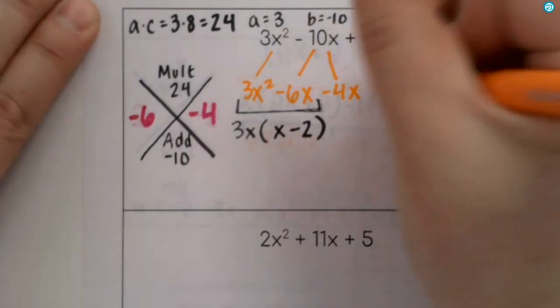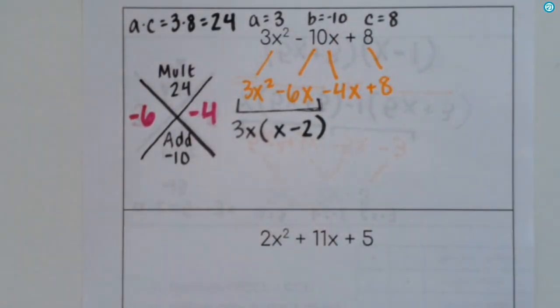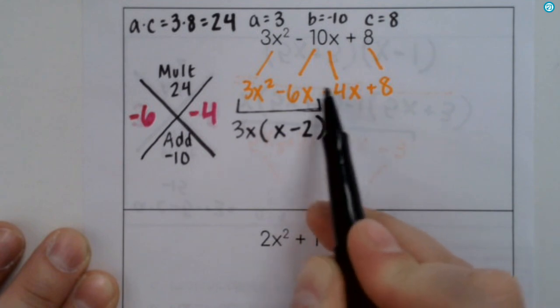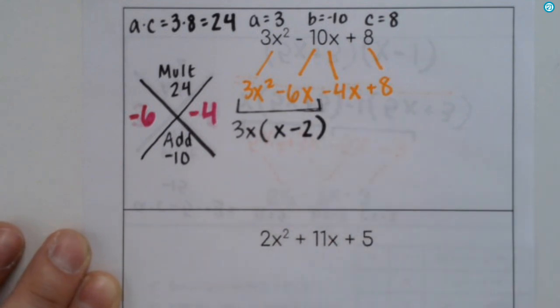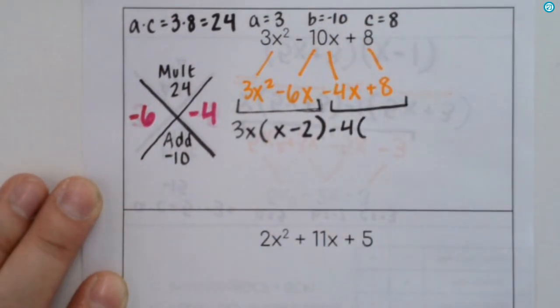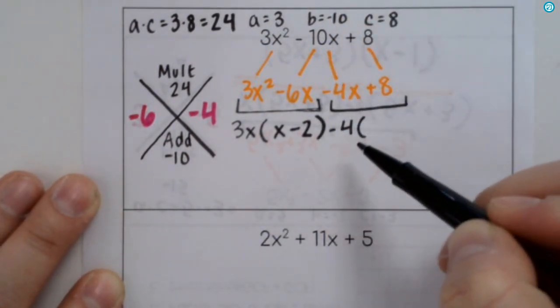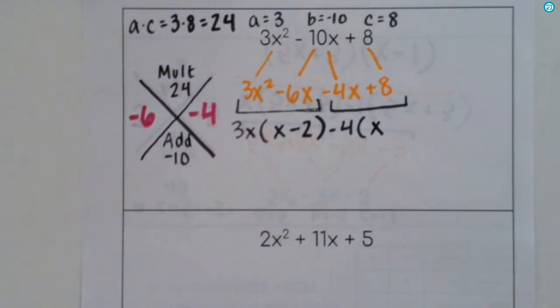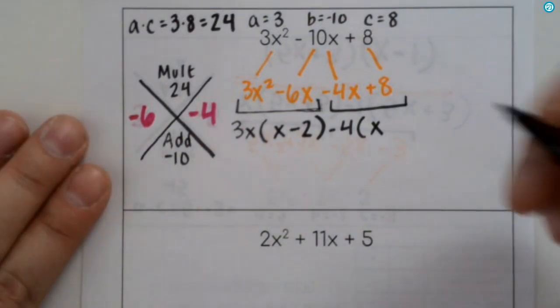Oh, I forgot a plus sign right here. From negative 4x and 8, what can I divide 4 and 8 both by? 4. And anytime my third GCF, this middle sign right here, is negative, I want to divide out a negative. So I'm going to divide negative 4 from these last two. So negative 4x divided by negative 4 leaves behind a positive x. 8 divided by negative 4 leaves behind a negative 2.